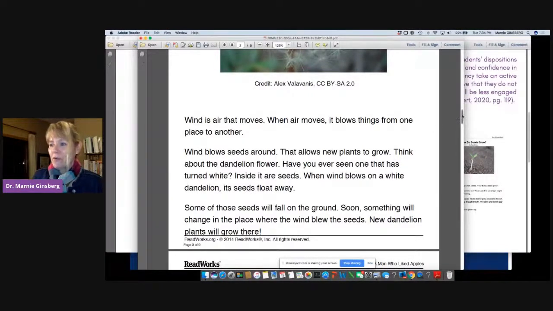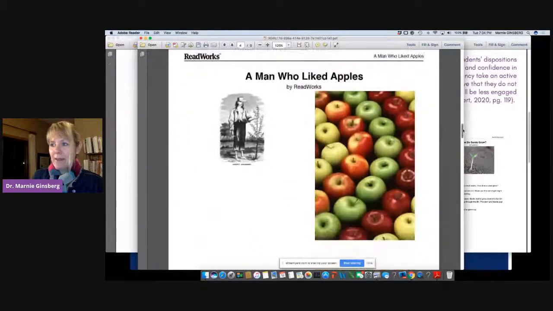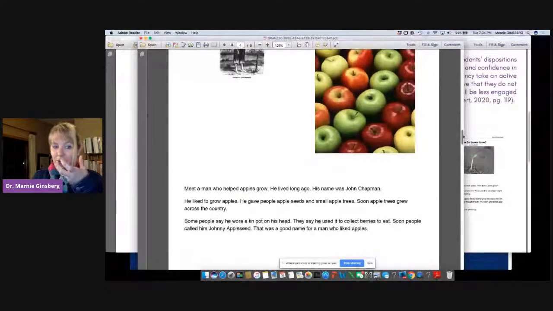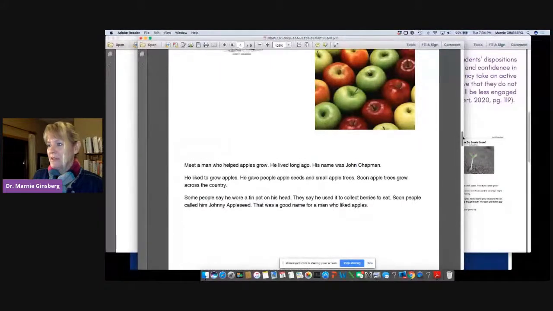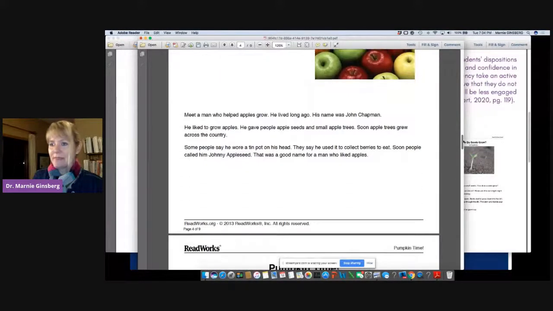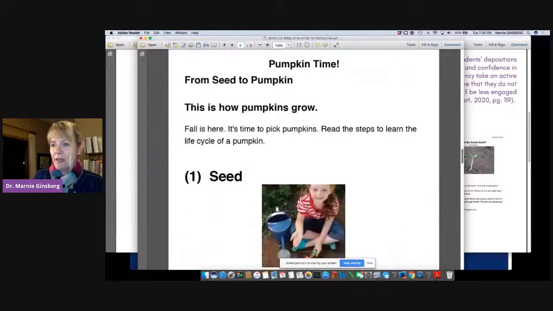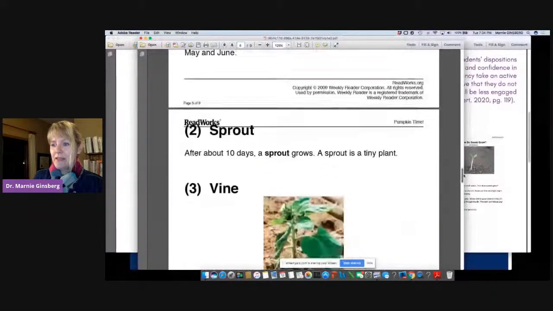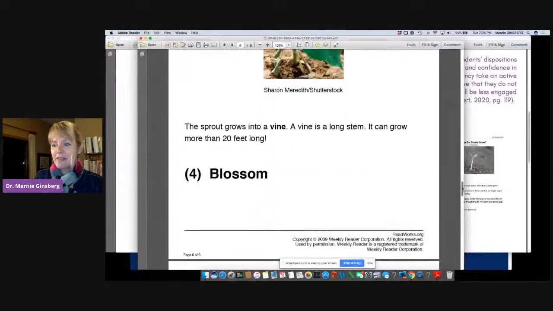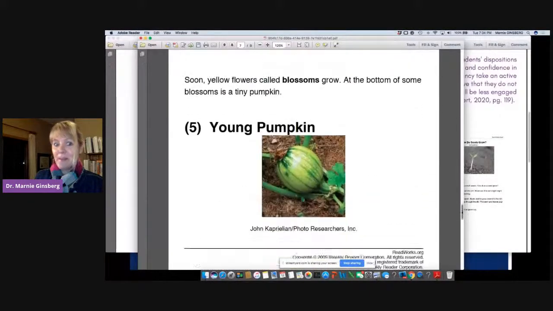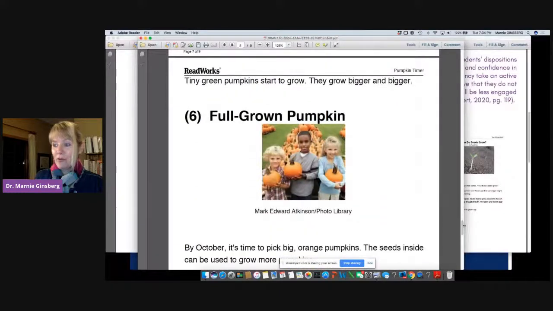And so the word flower is there. A man who liked apples. Bring in your apple. And what is it in Spanish? I'm not going to make guesses. Here we've got the word grow again, and we've got apples, apple, apple seed from Johnny Appleseed. So it's just a great resource. It keeps going. Seeds, pumpkins, sprouts, vines, blossom, young pumpkin, full-grown pumpkin.